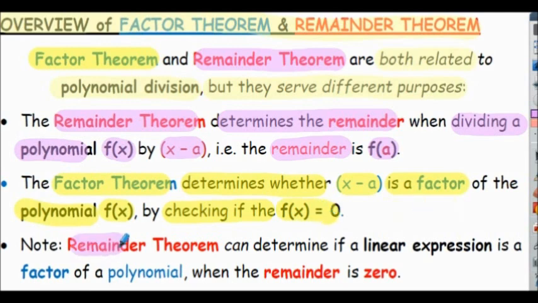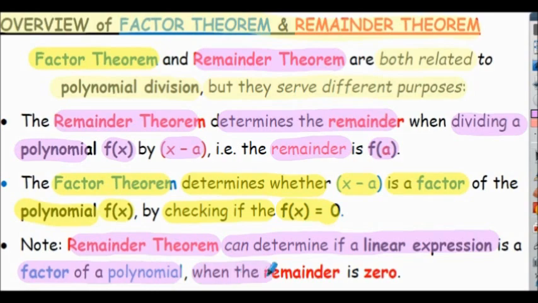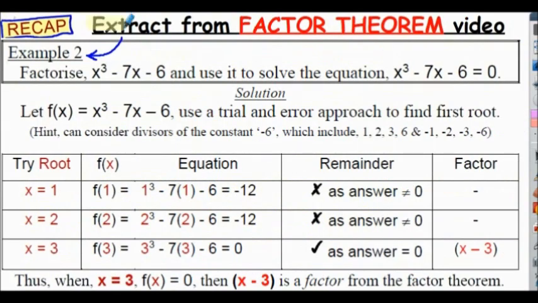Just note for reference that remainder theorem can also determine if a linear expression is a factor of a polynomial when the remainder is 0. Purely for reference, here's an extract from our previous presentation related to factor theorem. This was example 2 from that presentation. We're trying to factorise the cubic expression x cubed minus 7x minus 6 and use this to solve the equation when the expression equals 0 here.